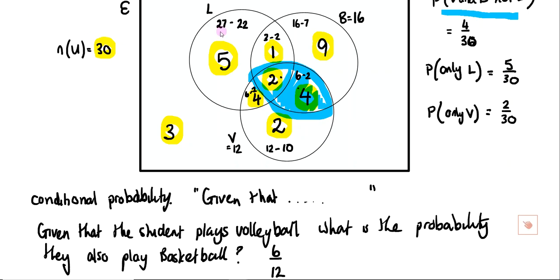We are only considering now. It says, given that the student plays volleyball. Suddenly that means we are not considering everything. We are only looking at that circle. So it actually limits our universal set. We're now not considering 30, we are considering only the 12. Out of those 12, who also plays basketball? People who play everything. 2 and 4, which would make 6. Okay. Make sense?